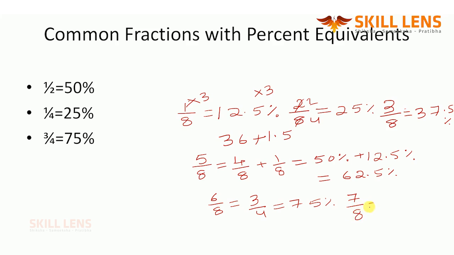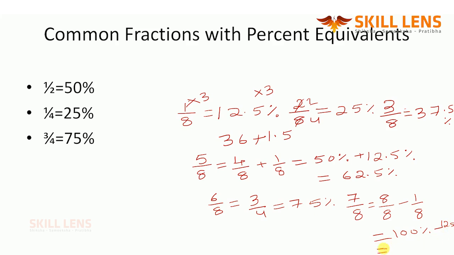This is where there is one more learning point. 7/8, can I write 8/8 minus 1/8? Yes. 8/8 minus 1/8 will give you 7/8. So 8/8 is 100%, minus 1/8, which is 12.5%.